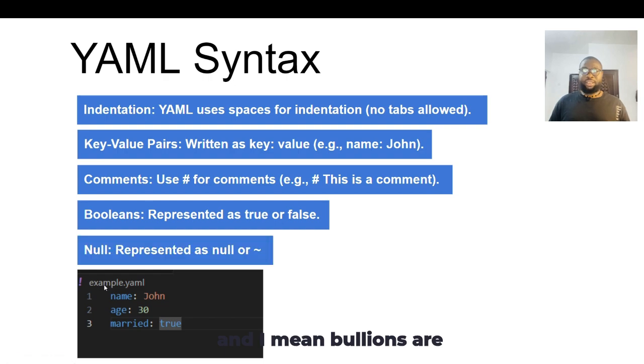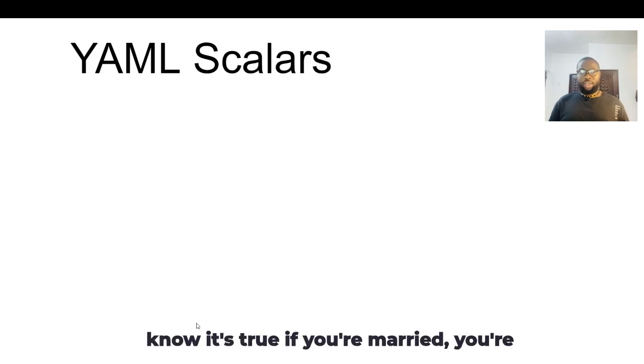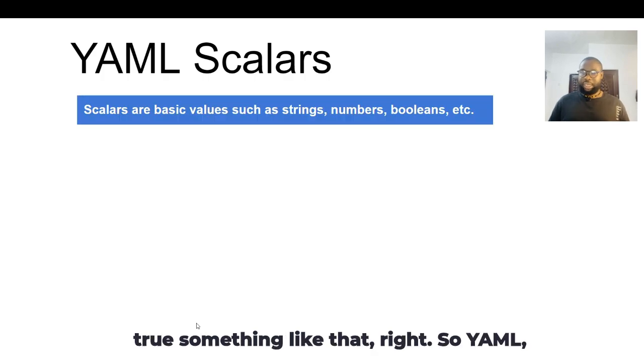Booleans are represented as true or false, right? YAML also has null, which is represented as null or this symbol. And you can also have numbers, floating numbers or integers. So you can see the examples I have here. The name is a key, John is a string. You can have quoted or unquoted strings. Here the age is 30. You can have married: true, if you're married, something like that, right?